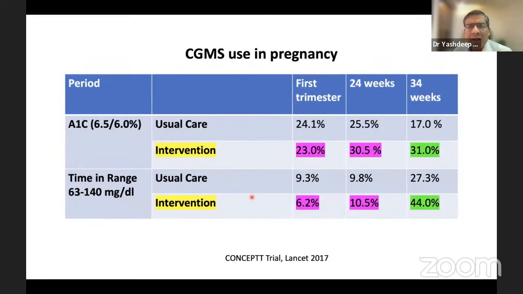This is again slight despite the intervention, meaning in the CONCEPT trial, like usual care, you see 24.1%, in intervention 23% A1C goal, at 24 weeks 25.5%, 30.5%. Only at 34 weeks is there a little appreciable difference between the control arm and the intervention arm, again reinforcing that if anything has to be started, it has to be started before pregnancy, so that those sorts of differences are not too late to be achieved during pregnancy.